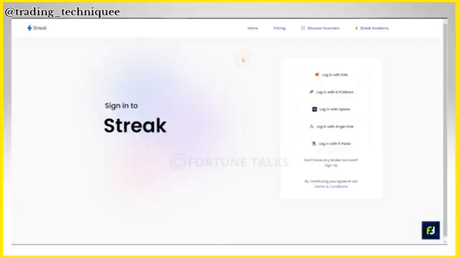Now that brings us to our next screener cum strategy tester cum algo trading site by Streak, which is a part of the Zerodha ecosystem. You need to have an account with any of the following brokers. I already have an account with Zerodha, so I will log in with Zerodha.